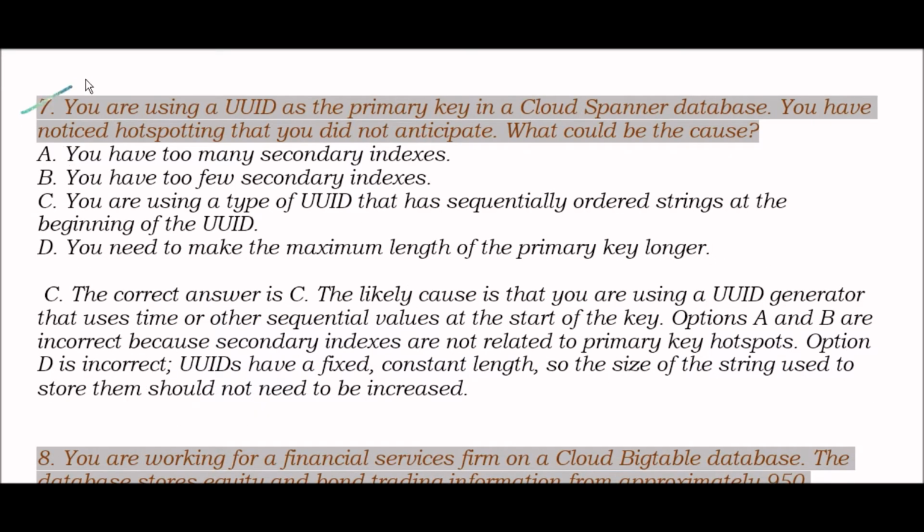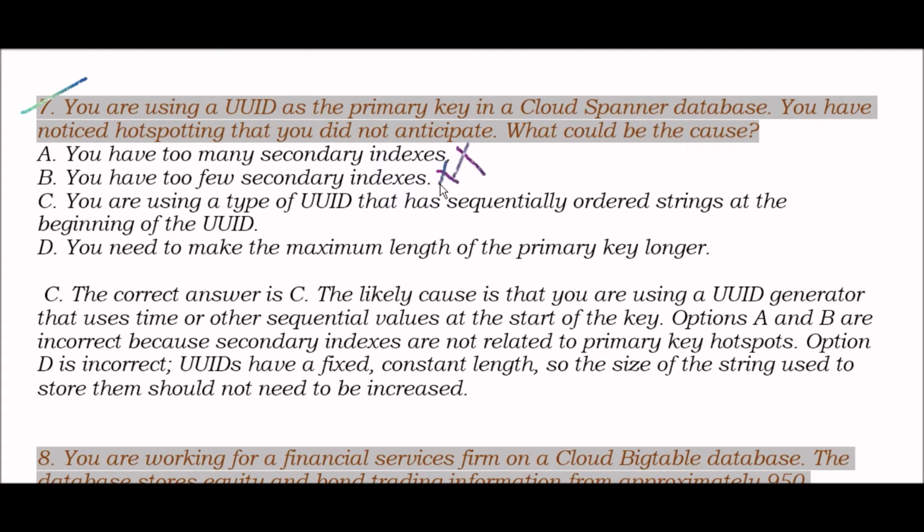Next question. You are using a UUID as the primary key in a Cloud Spanner database. You have noticed hotspotting that you didn't anticipate. What could be the cause? Option A, you have too many secondary indexes. Option B, you have too few secondary indexes. They both are incorrect because secondary indexes are not related to primary key hotspots. So option A and option B are both incorrect.